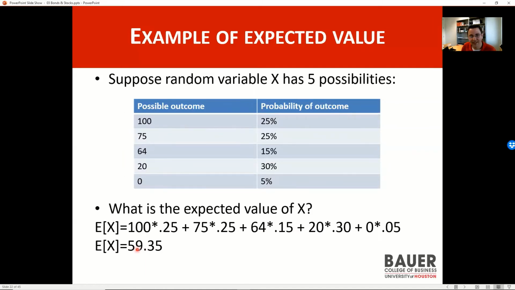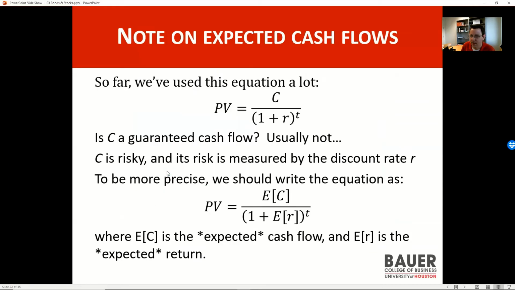However, that's what we expect to happen in a statistical, probabilistic sense. We expect 59.35. And so that's what we're going to use in finance. We're going to use the expected value, like an expected cash flow. So let's turn back to finance here.